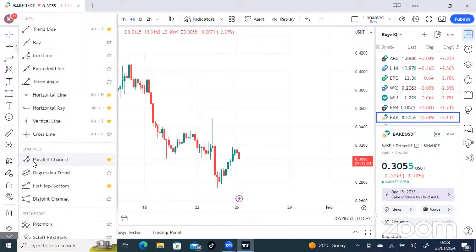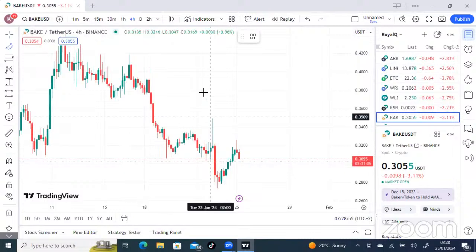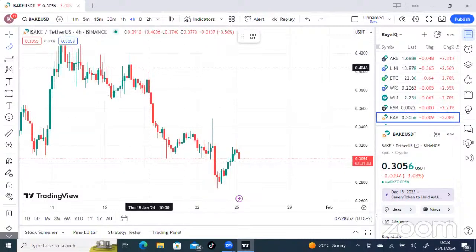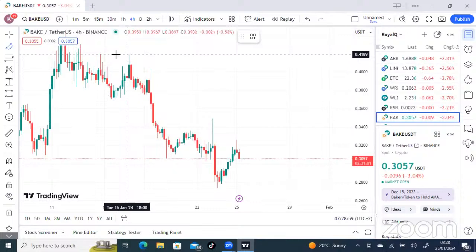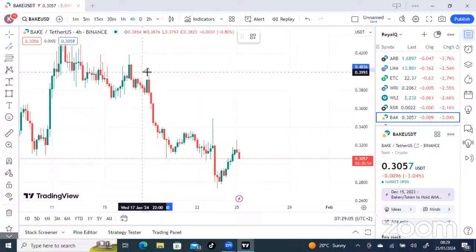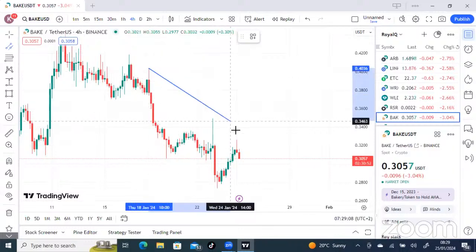And pick a tool called a parallel channel. Let me say this is the highest high. All this one, I don't care, any you want. Then you stretch it.